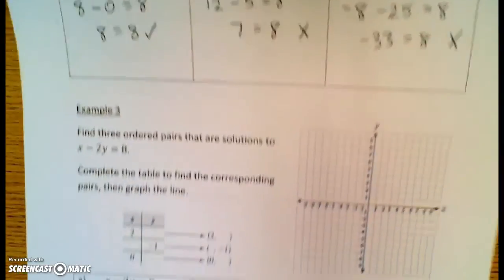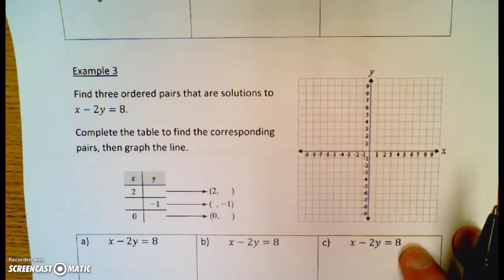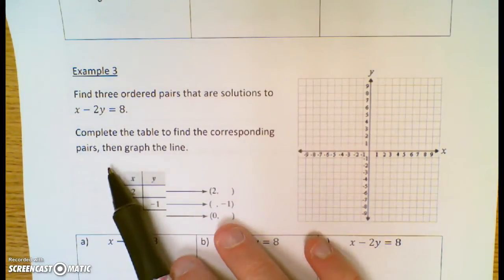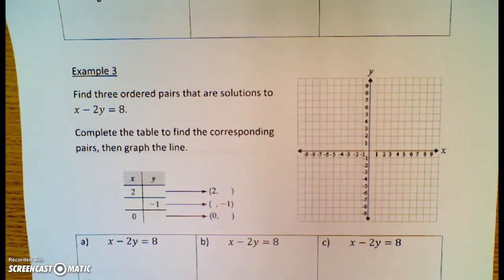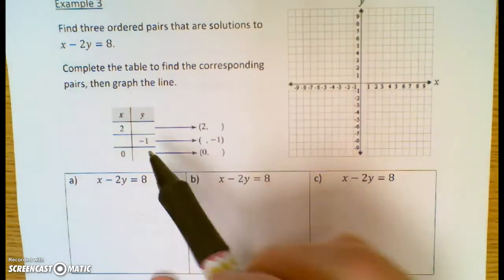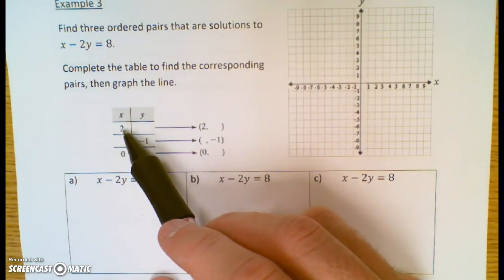So let's find 3 ordered pairs that are solutions to this equation here. And we're going to complete the table to find the corresponding pairs and then graph the line. So I gave you some space down here to be able to work and show your steps. In the table, it's prompting you to solve with certain values.